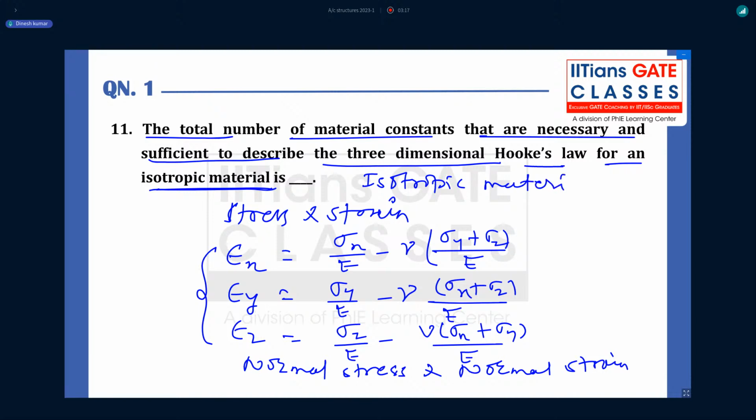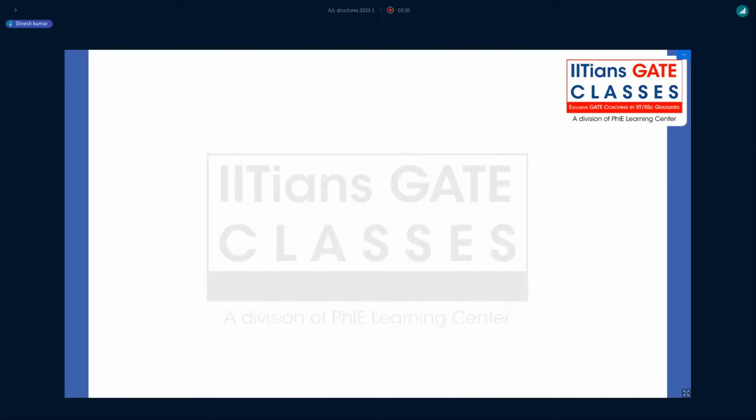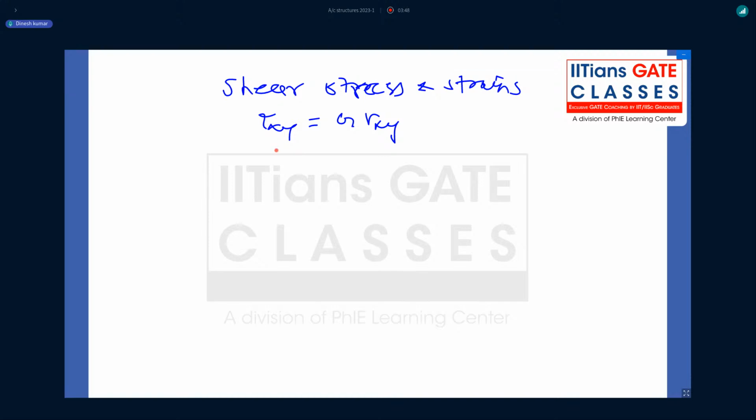Then we have another three relations between shear stresses and shear strains. We know tau xy is G times gamma xy, tau xz is G times gamma xz, and tau yz is G times gamma yz.